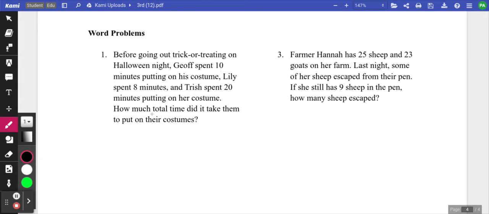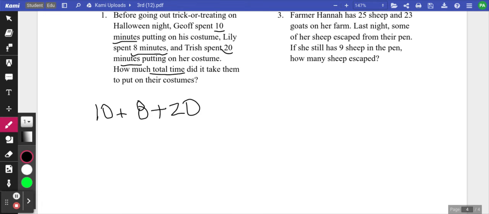So let's just get the times first. So we get 10 minutes, we get 8 minutes, and we get 20 minutes. Now it's asking for the total. So in order to find the total, we're going to add. So let's add the 3 numbers. So 10 plus 8 plus 20. And so let's just do 10 plus 8 first. So 10 plus 8 is 18. And then we're going to bring down the plus 20 we didn't do. And then 18 plus 20 is 28 minutes in total.